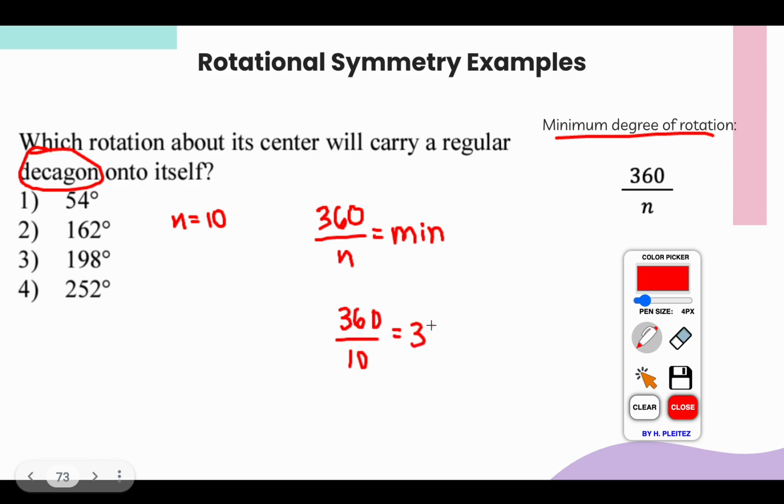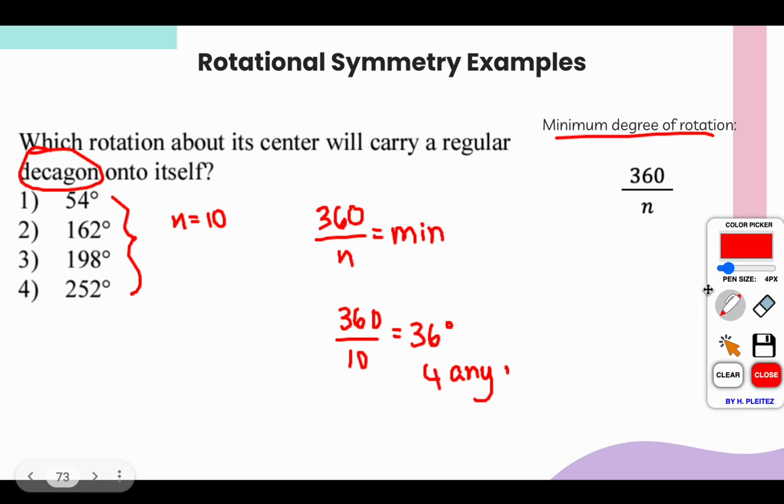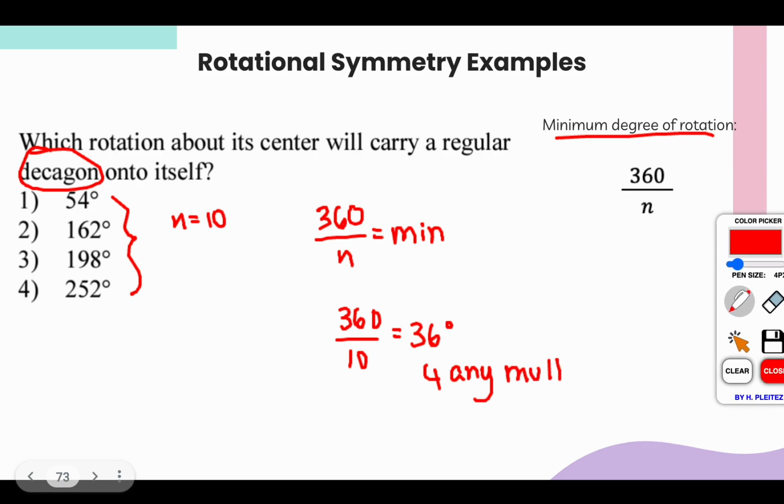We get 36 degrees. But if you take a look at these choices, 36 is not listed, but remember, any multiple of 36 will work, right? So any multiple will map our figure onto itself. So we have to take a look and see in the answer choices which of these is a multiple of 36. If you take your calculator and test these out, 54 does not work.